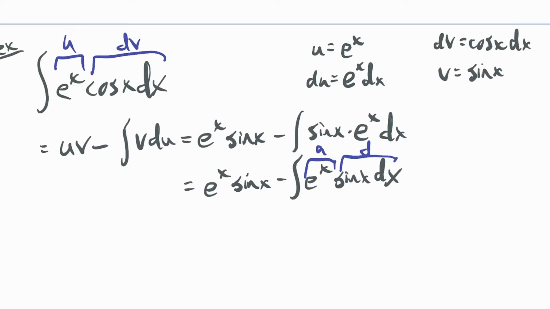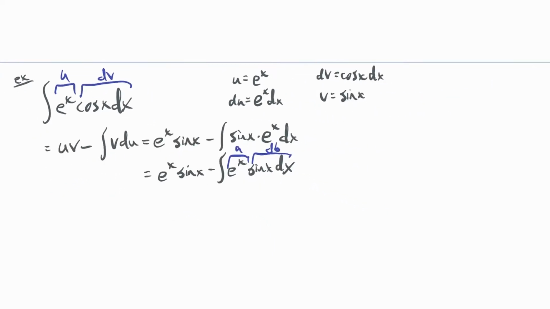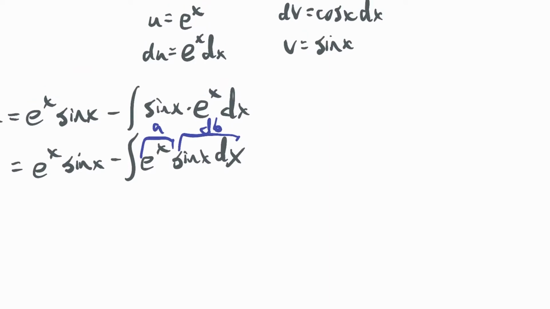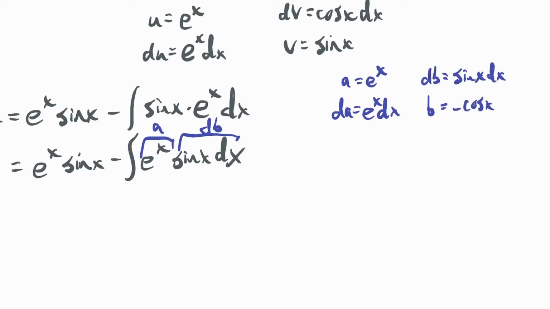Okay. So kind of running out of room here. Well, no, we're good. Kind of glad I zoomed in now. Okay. So a equals e to the x. I guess I could have used u again, but whatever, that's fine. db equals sine x dx. So dA equals e to the x dx, and b equals negative cosine of x.